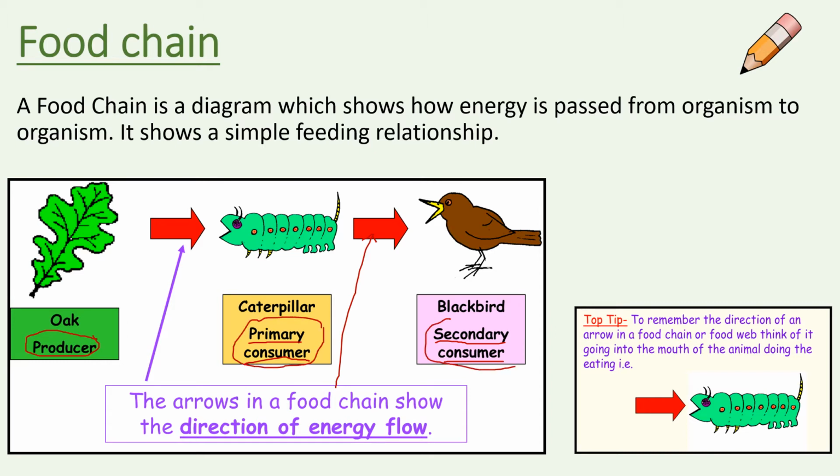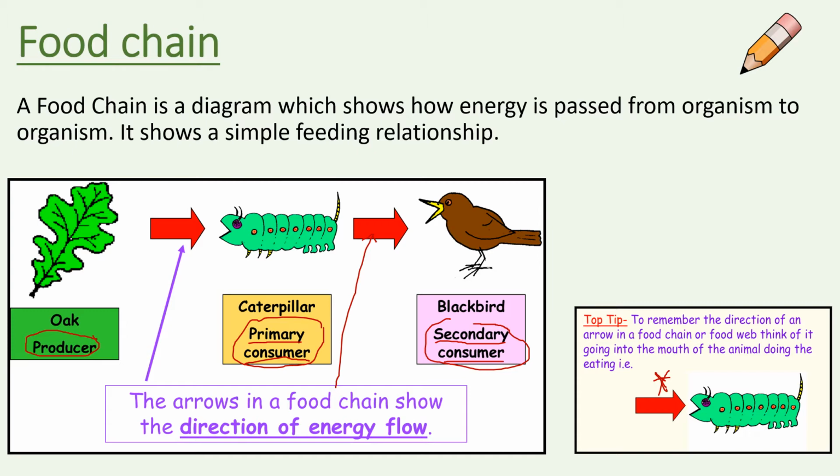and then you will have gone to secondary school second. A top tip to remember is that the arrows always go in the direction of the thing that's eating, its mouth, okay? So that is a top tip there. So we always start with producer, then we have primary consumer, and then we have a secondary consumer.